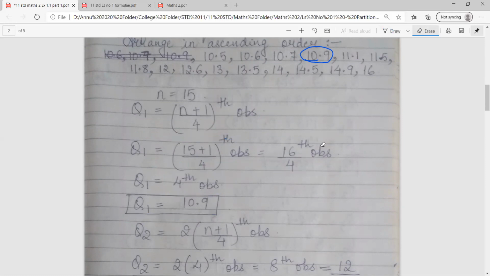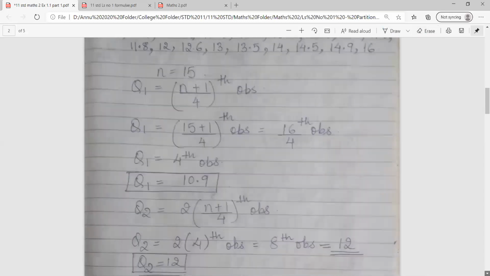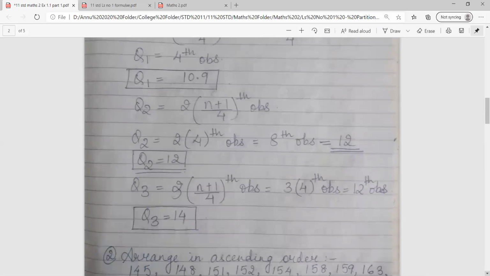In the same way, we'll calculate Q2. Remember the formula, Q2 is equal to 2 bracket open (n plus 1) upon 4th observation. If you remember in the above step, (n plus 1) upon 4 gave us the 4th observation, so there's no need to calculate the entire procedure again. You can directly multiply 2 into the 4th observation. 2 fours give you the 8th observation. Counting from the data above, the 8th number in your data is 12. So the value of Q2 is 12.